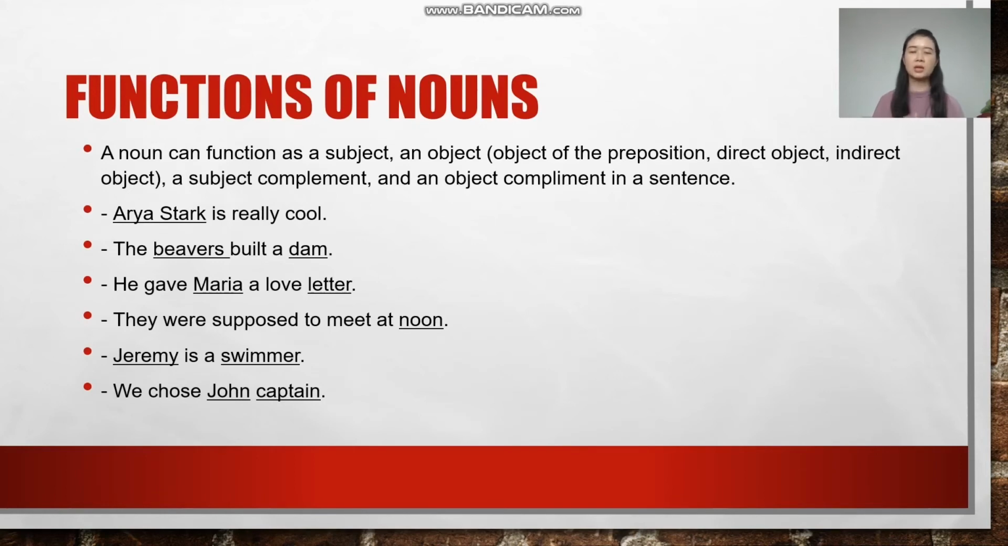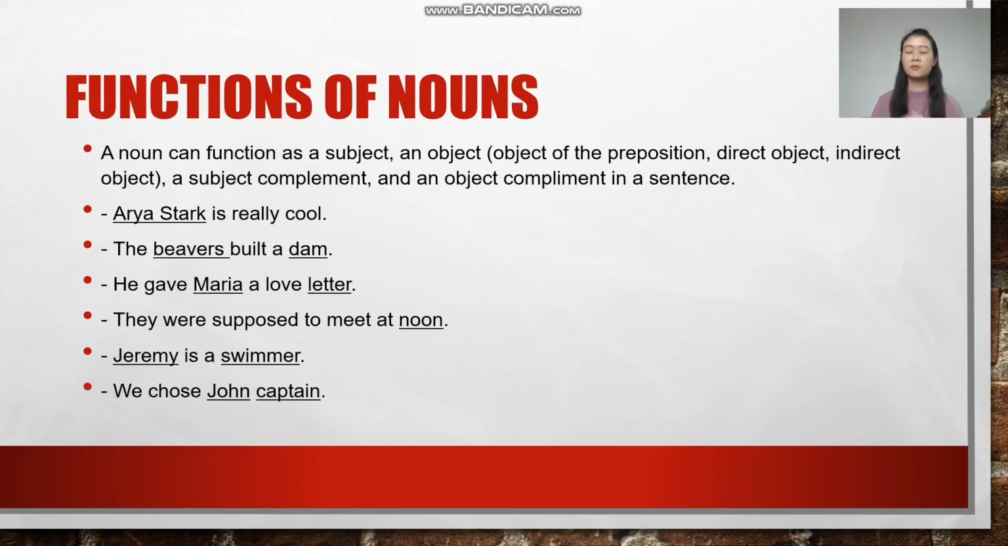Next, it can be used as an object. This is the second function. But for an object, it can be differentiated in many ways. The first one, it can be the object of the preposition. It can be the direct object. It can be indirect object. So for an object itself, it can be differentiated into 3 ways. I will show you more details later.